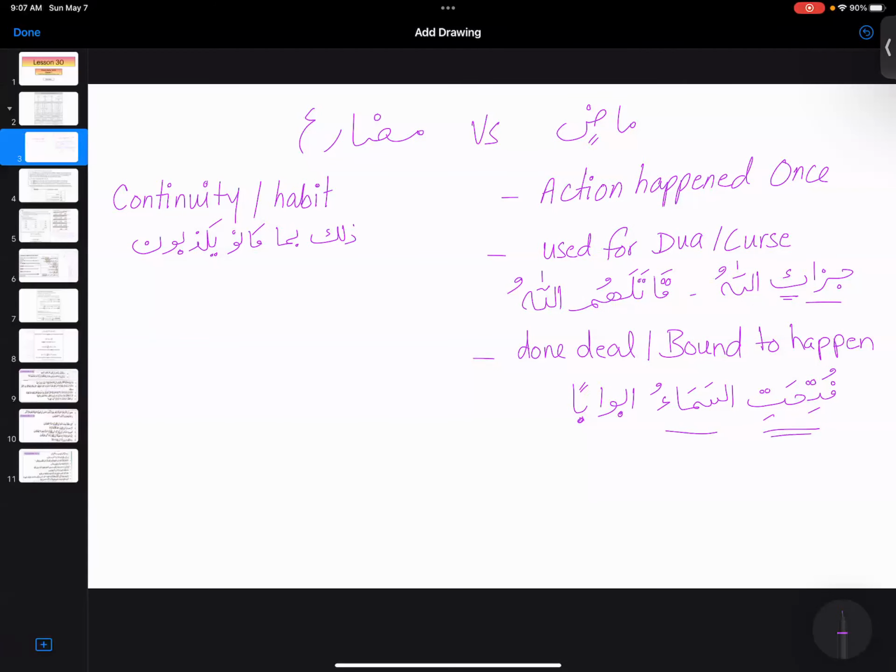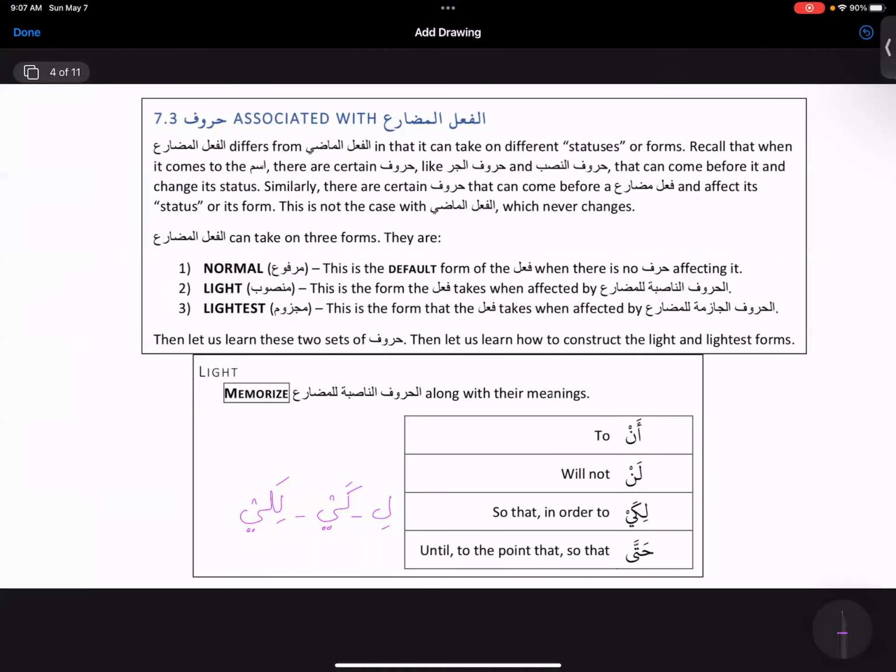And one more thing, grammatically, we are going to see the difference between madi and mudari' today. We said that madi is mabni. Fi'l madi is mabni. What does that mean when I say fi'l madi is mabni? It cannot be changed. There is no change. It is the same in status. Fi'l madi is always mabni.